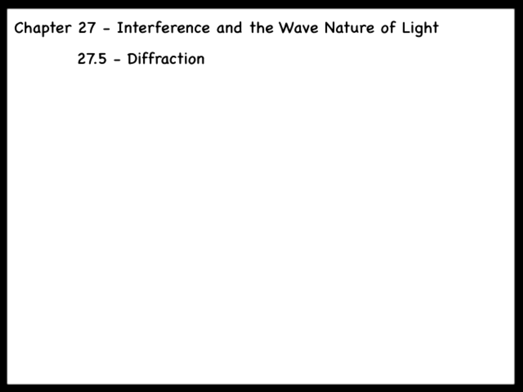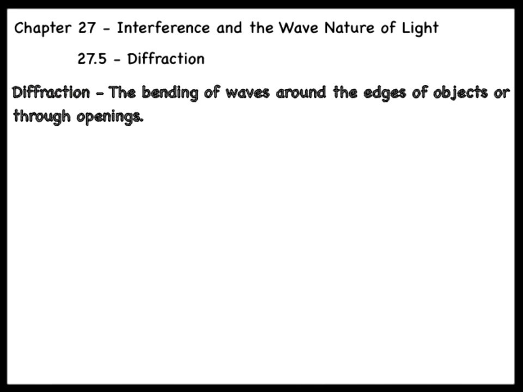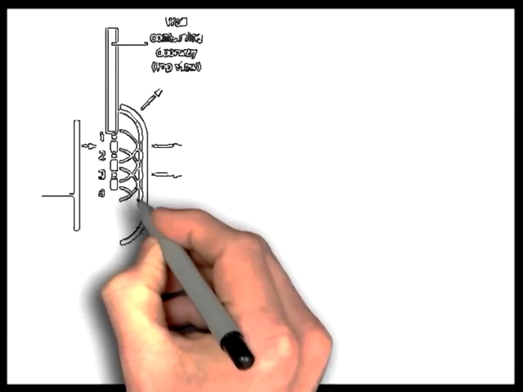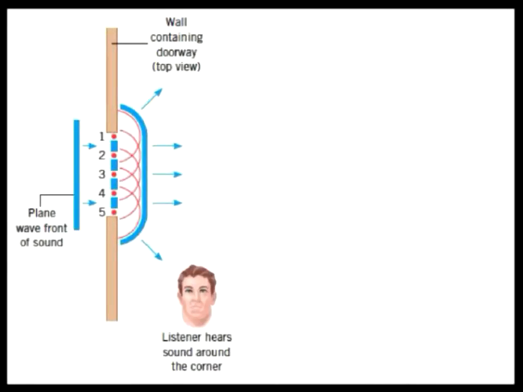In Chapter 17, we introduced the wave phenomenon of diffraction, which described how sound waves could bend around obstacles or around the edges of openings. Light waves also exhibit diffraction effects. Let's first begin by considering how sound waves diffract through an open doorway, as shown in the figure.